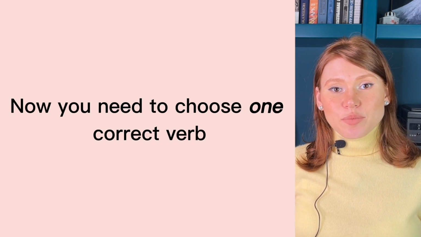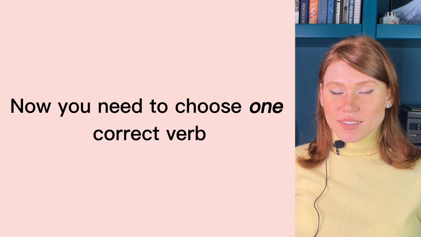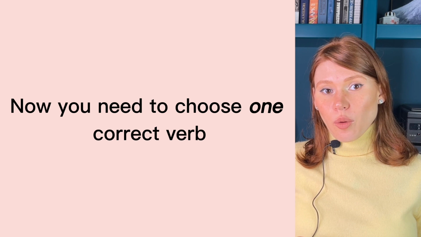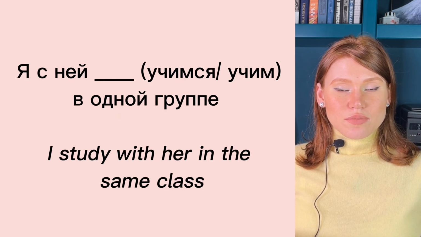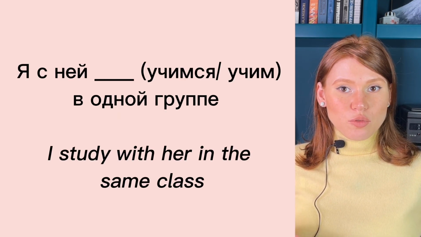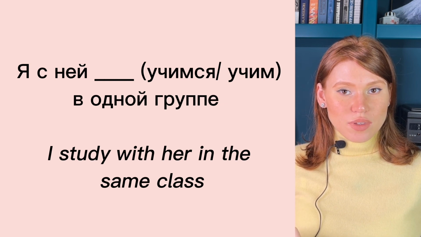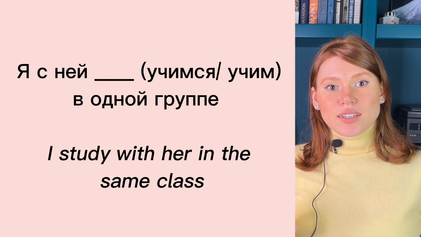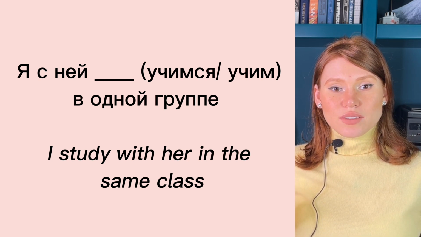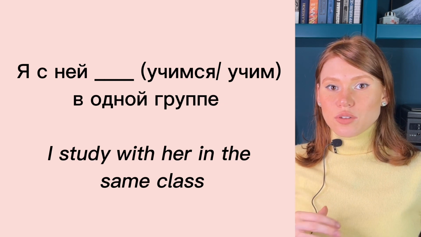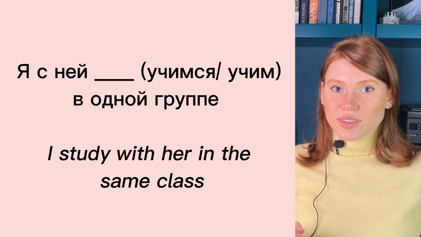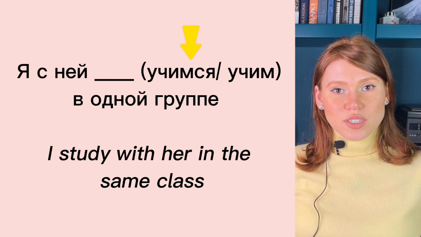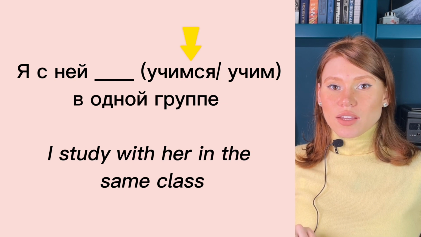Okay, and now let's do one exercise together. In this exercise you need to choose the one correct verb. Я с ней в одной группе. You need to choose between the verbs учимся or учим. I study with her in one class. В одной группе. It's not accusative. So it is учимся. Because after учим, we need to use the accusative. And there is no noun in the accusative case.